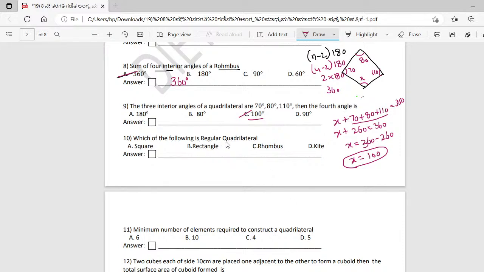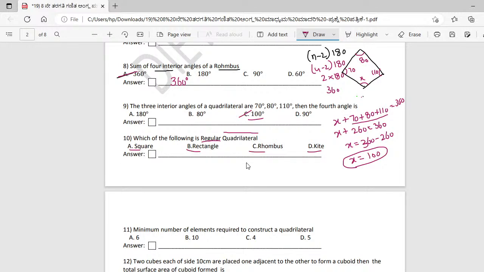Which of the following is a regular quadrilateral? Quadrilateral means any figure which has 4 sides. Regular is used when the figure's sides are all the same. That means all the sides are equal. At that time they call it a regular. And you can see they have given kite, rhombus, rectangle, and square.